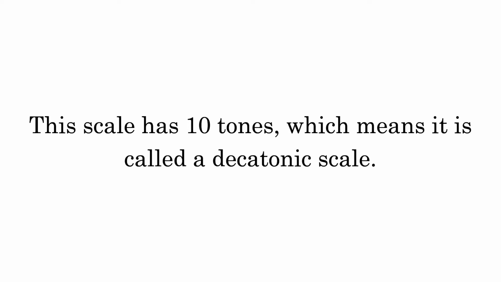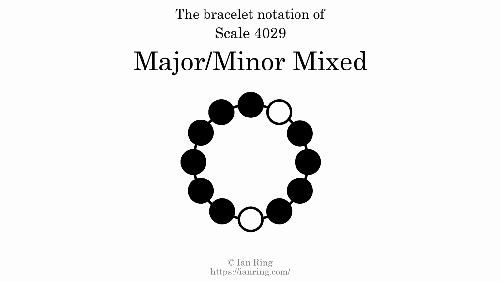This scale has 10 tones, which means it is called a decatonic scale. This is a bracelet notation diagram of scale 4029. The shaded circles represent tones that appear in the scale, and they are read clockwise, starting at the top.